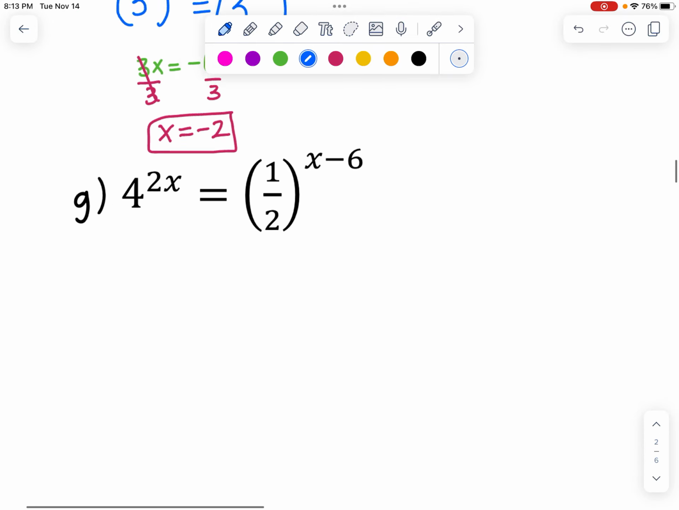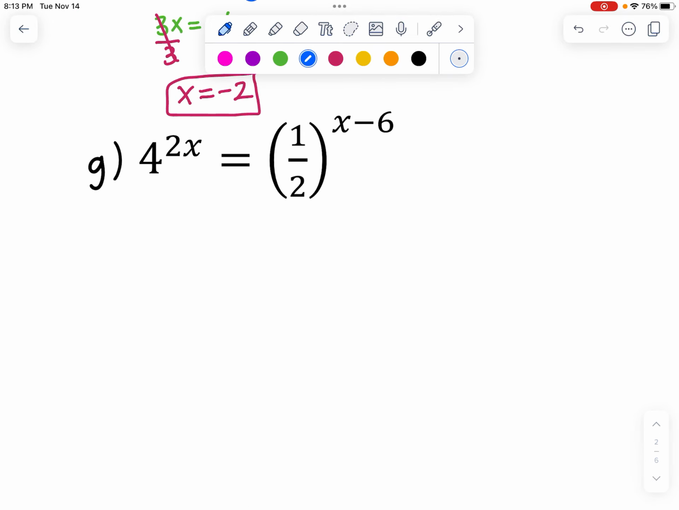All right, here's another problem. 4 to the 2x power equals 1/2 to the x minus 6. Rewriting these, I'm going to try to rewrite them as base of 2 because I know that 4 is 2 squared. Bring down the 2x. And then I have 1 over 2, so I just need that 2 to not be in the denominator. Again, we're going to use that negative exponent property to bring it up to the numerator.